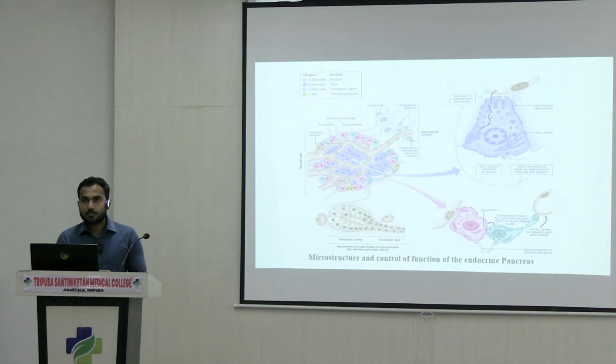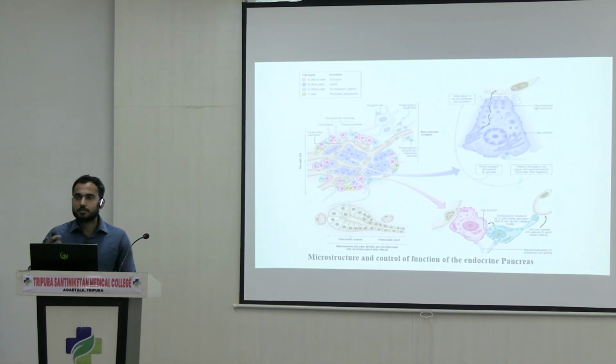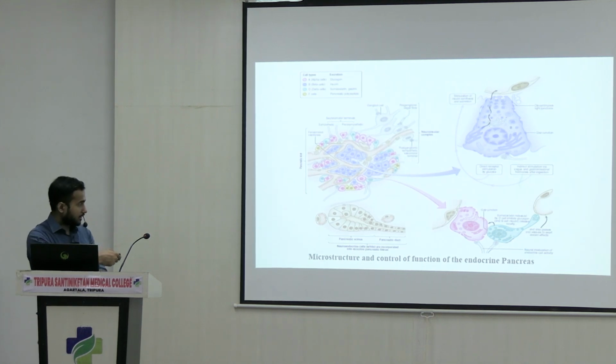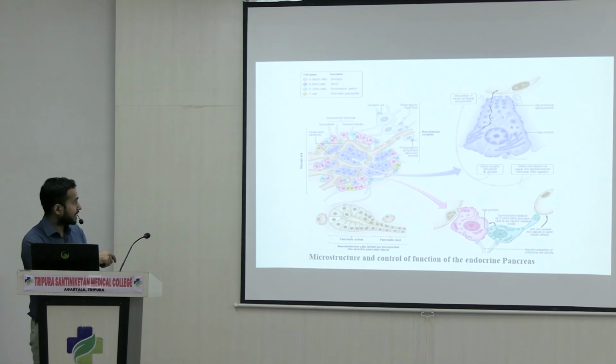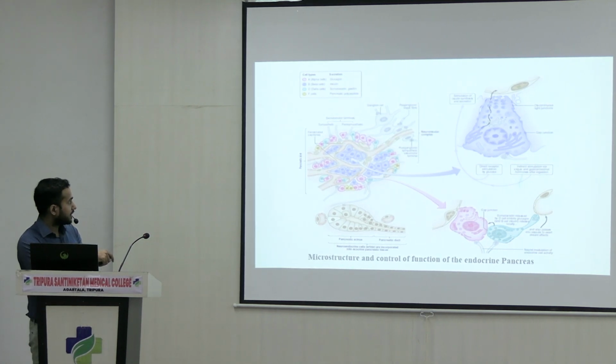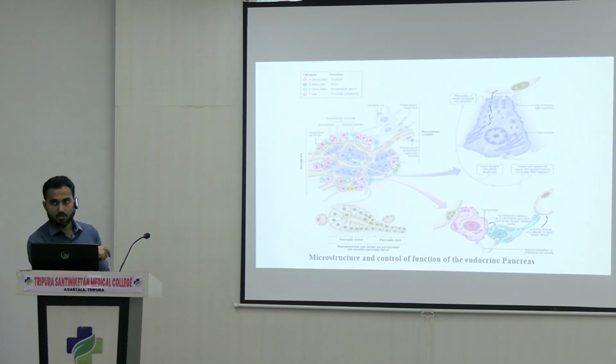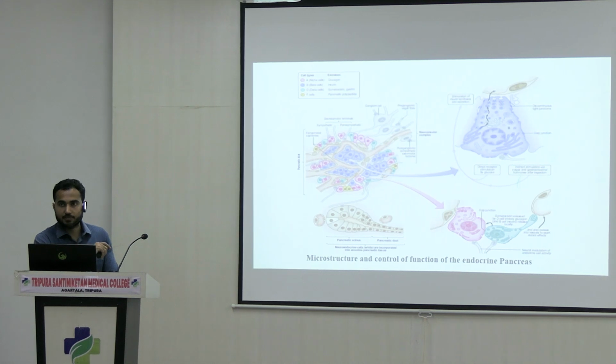Now see this diagram. This is a 3D diagram where you can see the pancreatic islet. In the pancreatic islet you can see different types of cells. You can see all the types of cells, and they are attached to each other with the help of desmosomes and gap junctions.